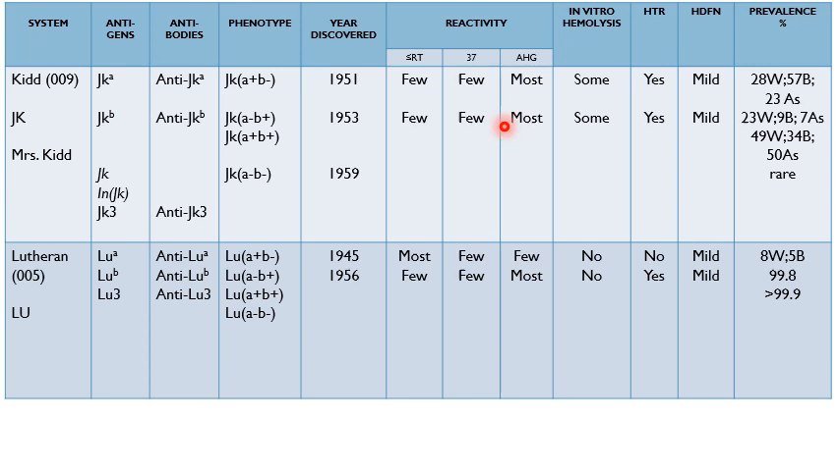Kidd antibodies are difficult to detect because they demonstrate dosage, they are weak, and often combined with other antibodies. To aid antibody reactivity, enhancers like LISS or PEG could be used. So LISS or PEG promotes IgG attachment. Kidd antibodies also bind complement.